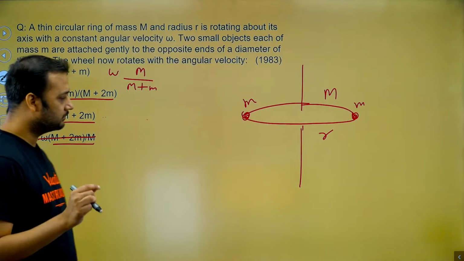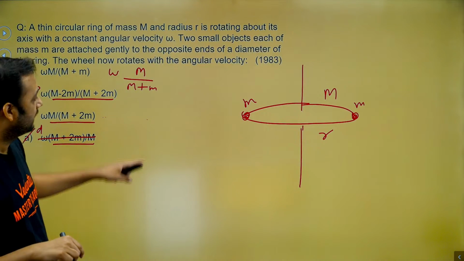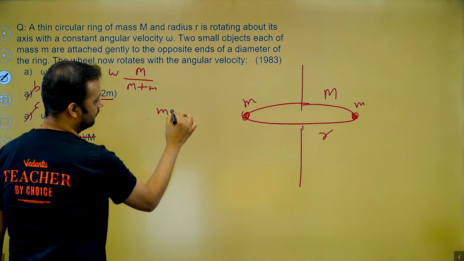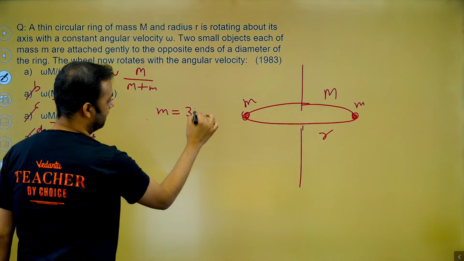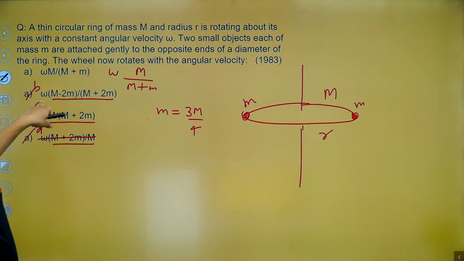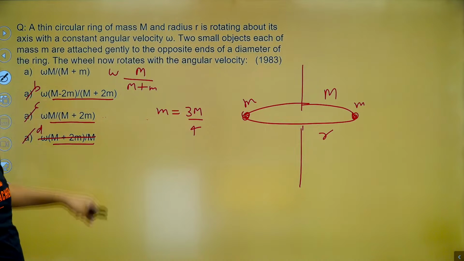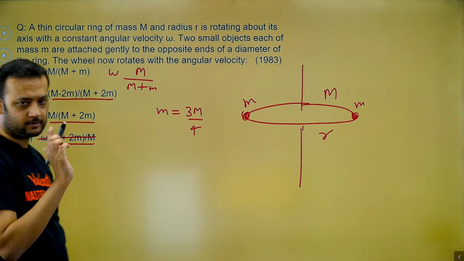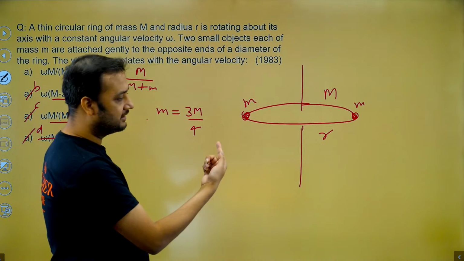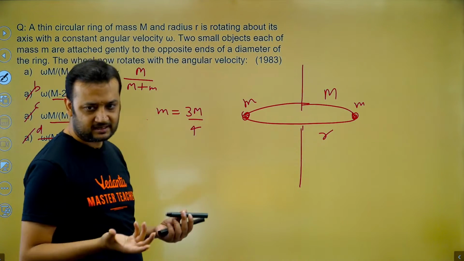Okay. Now let me tell you another logic. Suppose you put small m equal to, let's say, 3M by 4. Why am I putting this value? Because if you see, option B will become negative. Omega will become negative for option B. Options A and C will be positive, but option B will become negative. This is not possible. Omega cannot become negative. That means the disk will rotate in the opposite sense, but that does not happen.